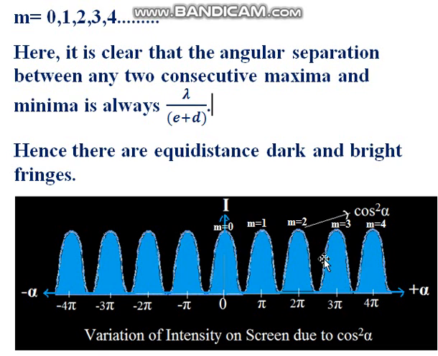Here I try to plot the same pattern again. All these are the cos square alpha pattern. This is the intensity versus alpha graph. The maximum points are obtained at pi, 2 pi, 3 pi, 4 pi, because alpha is equal to plus minus n pi. All these are the maximum values. However, the minima are given by the other equation. So this expression gives the variation of intensity on the screen due to cos square alpha.